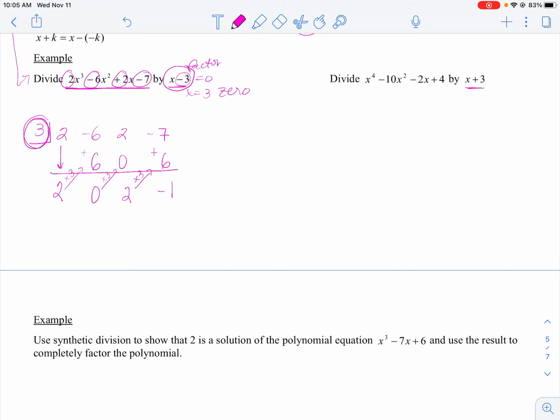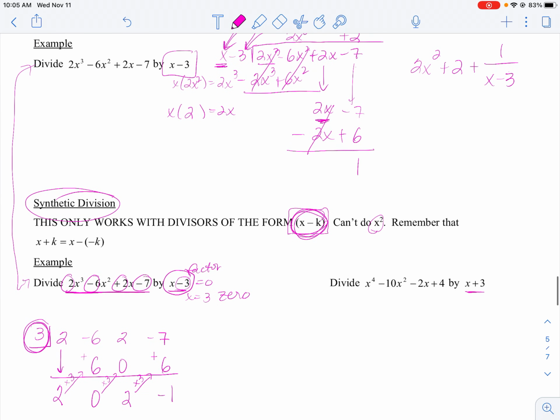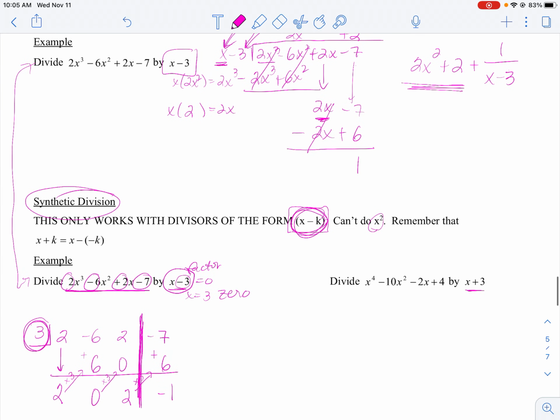And so by doing this process, what you're coming up with are actually all the coefficients. Sorry, I'm scrolling a little bit. You're coming up with all the coefficients of your answer. Your last column is always your remainder. Oops, and I messed that up here. My apologies. Negative 7 plus 6 is negative 1. I was just wondering why that wasn't going to work.